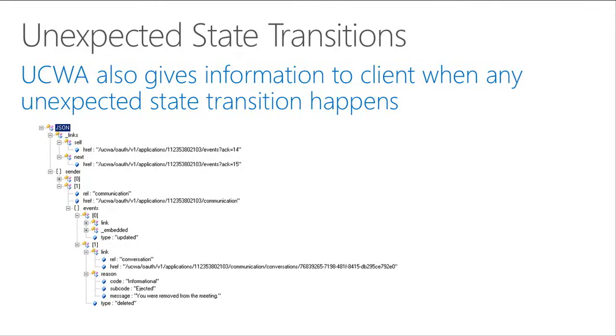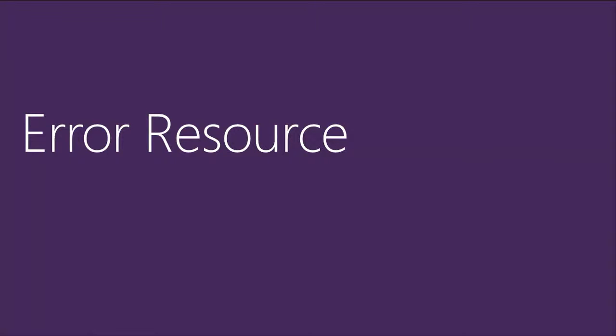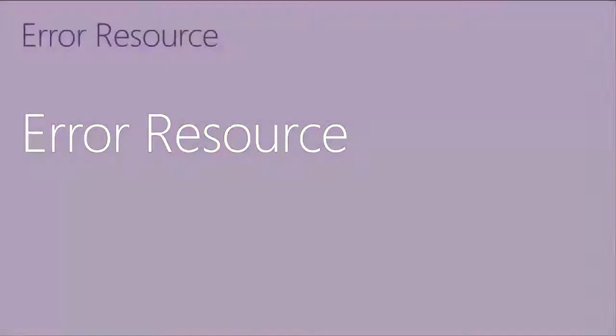All right, let's talk about the error resource. It sounds complicated, but it isn't. It has 4 parts to it. It has an error code, an error subcode, a message, and something called debug info. I'll go into detail regarding these in a minute, but let's talk about error codes.